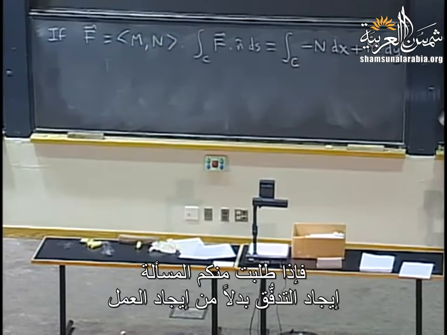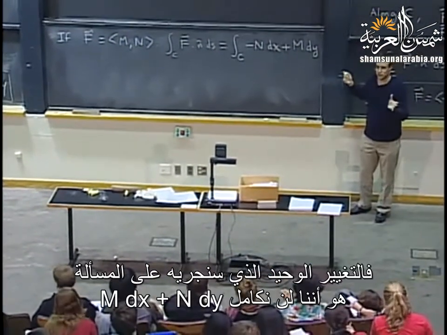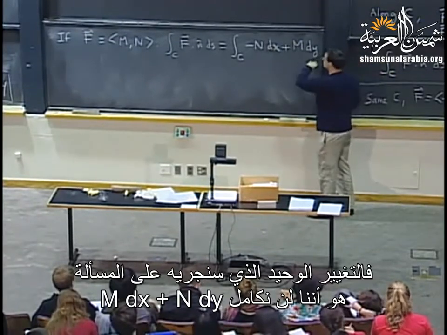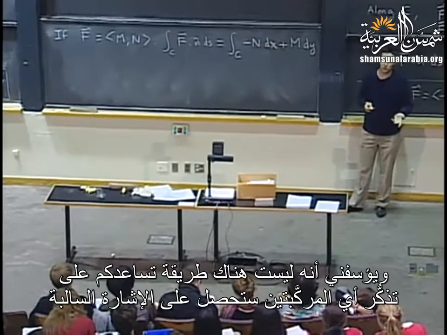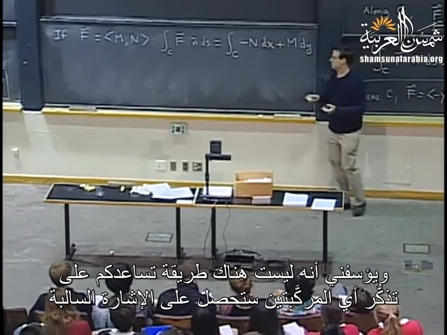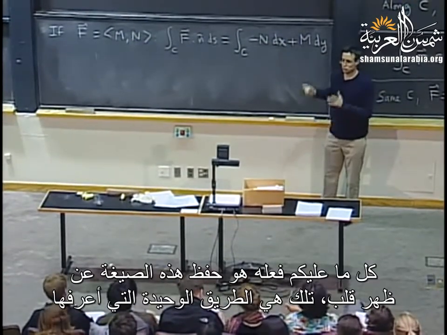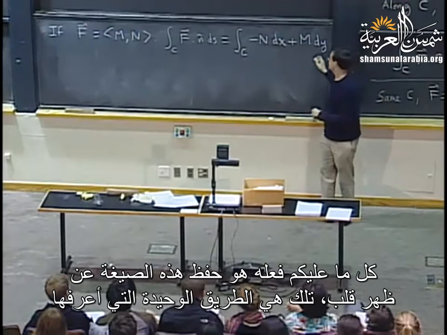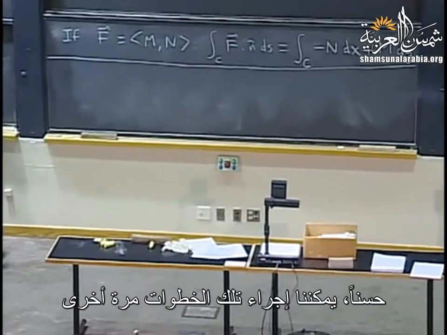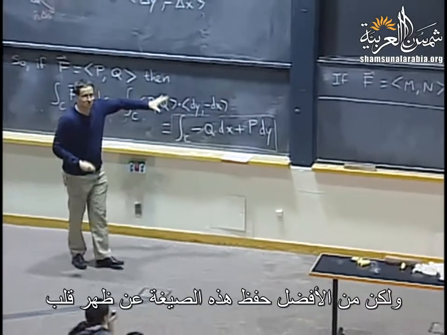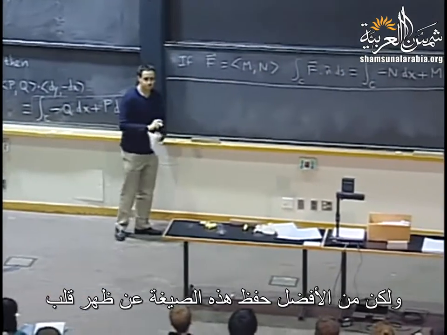Okay? So, if a problem tells you compute flux instead of saying compute work, the only thing you change is instead of doing m dx plus n dy, you do minus n dx plus m dy. And I'm sorry to say I don't have any good way of helping you remember which one of the two gets the minus sign. So, you just have to remember this formula by heart. That's the only way I know. Well, I mean, you can try to go through this argument again, but it's really best if you just remember that formula.